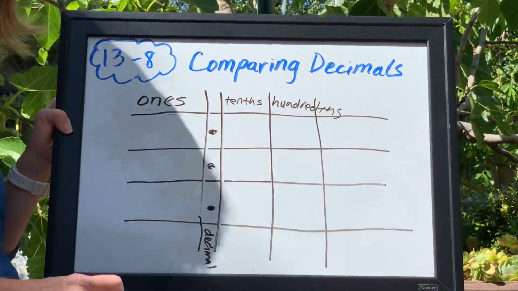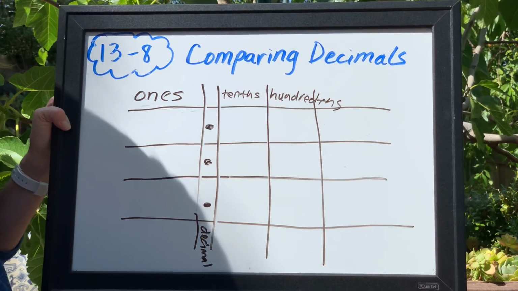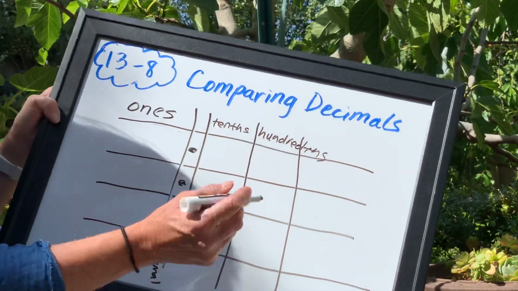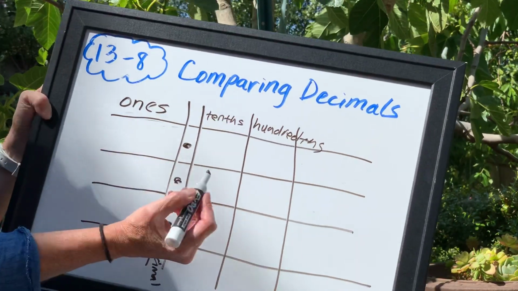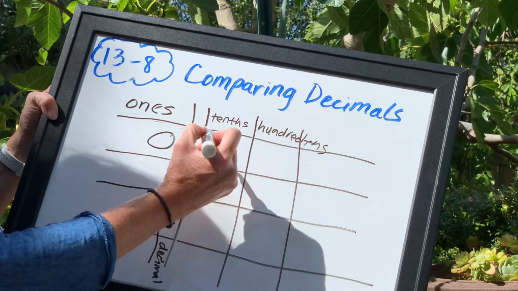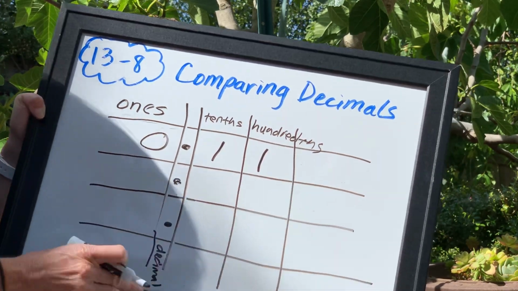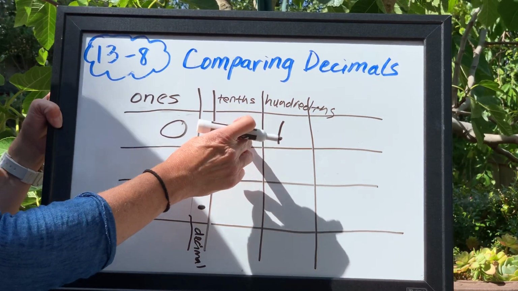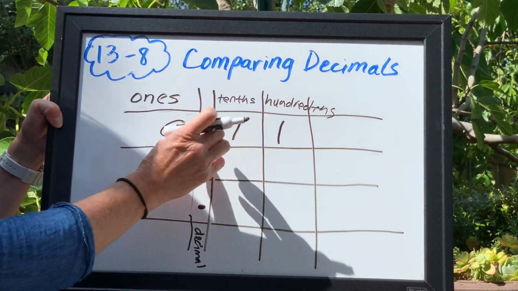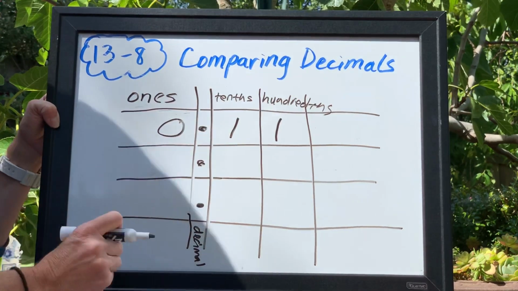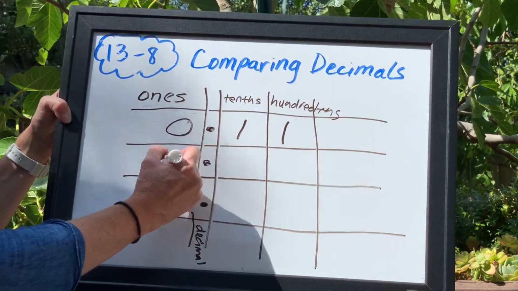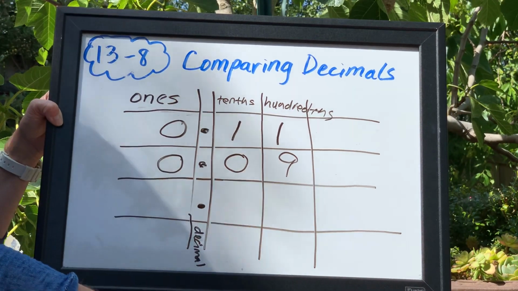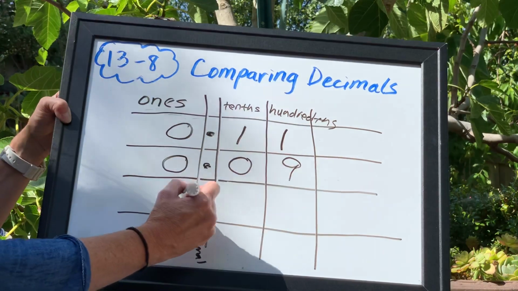So let's do some comparing. I'm going to give you 3 more numbers. I'll just put them right here. The first number that I'm going to give you is 0.11. So if you're thinking about that, note that there's 1/10 and 1/100th. We would say 11 hundredths in this case. The next one I'm going to give you is 0.09. Okay, remember the rule. And the last one I'm going to give you is 0.10.